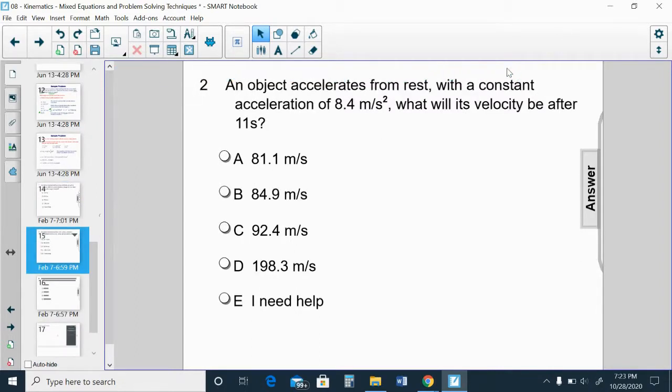Second question, an object accelerates from rest with a constant acceleration of 8.4 meters per second squared. What will its velocity be after 11 seconds?